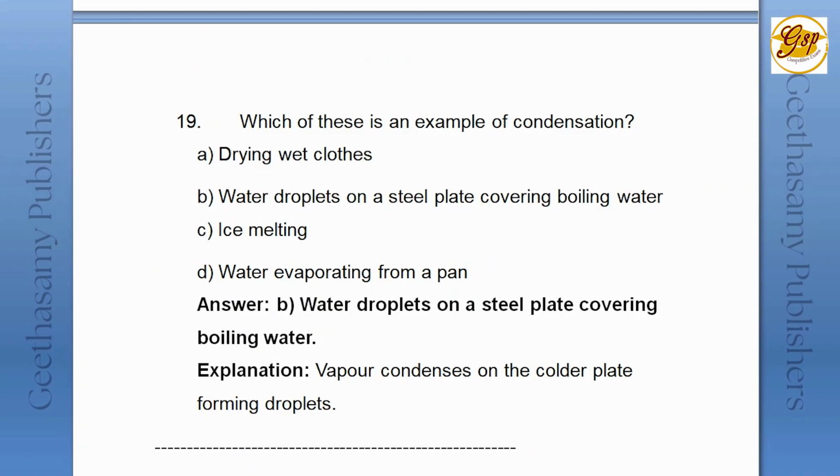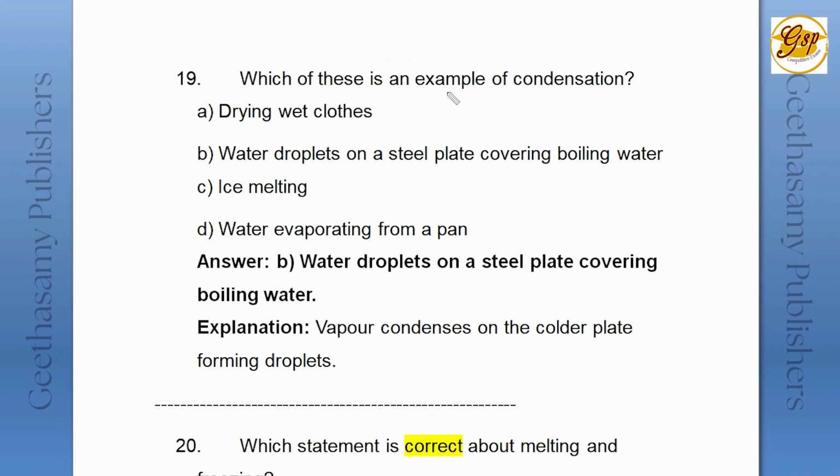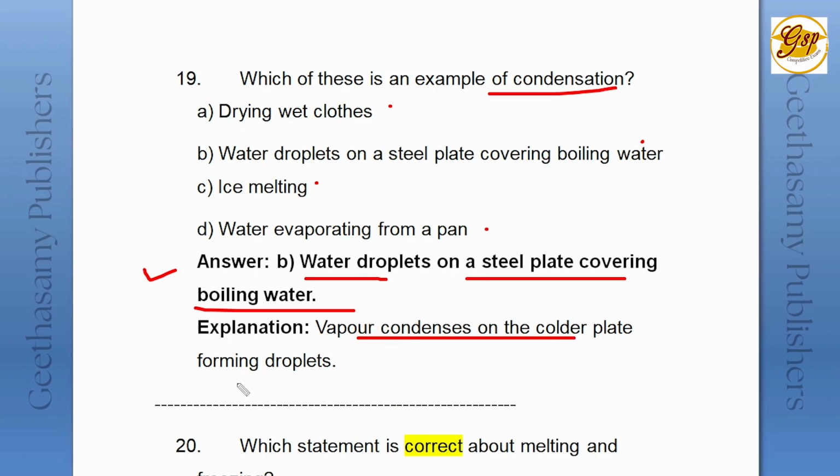Fine. And 19th question. Which of these is an example of condensation? Drying a wet cloth, water droplets on a steel plate covering boiling water, ice melting, or water evaporating from a pan. The correct answer is water droplets on a steel plate covering boiling water. So vapor condenses on the cold plate, forming droplets.